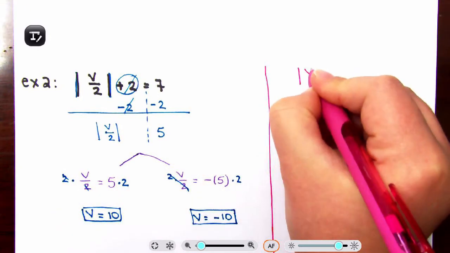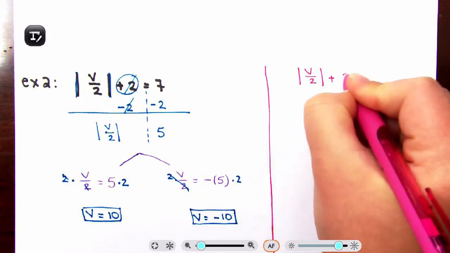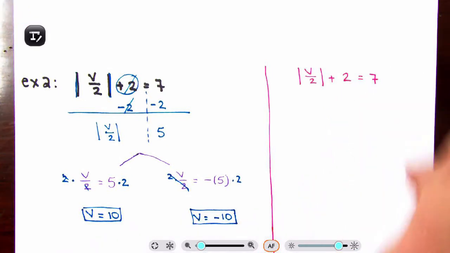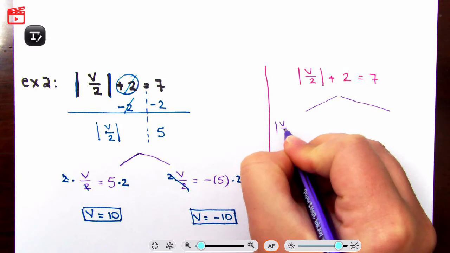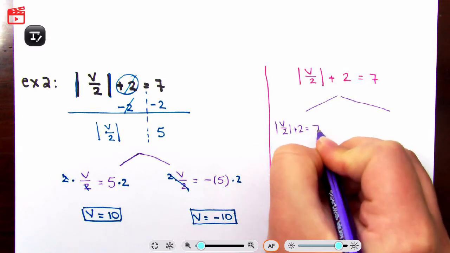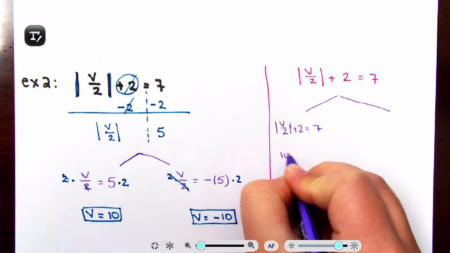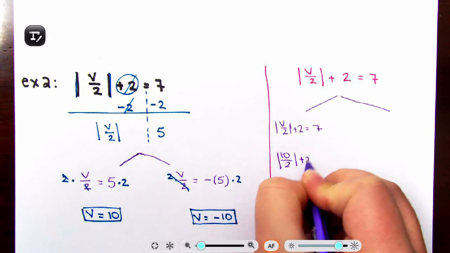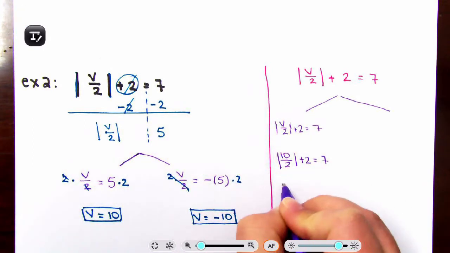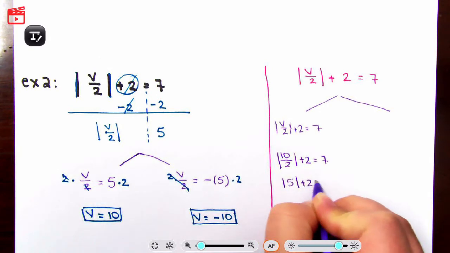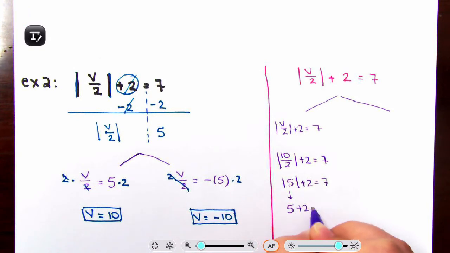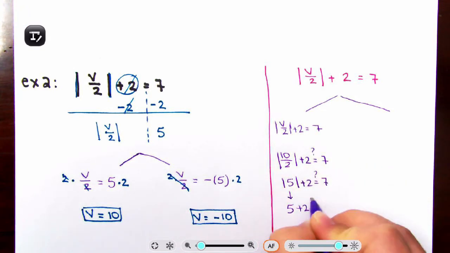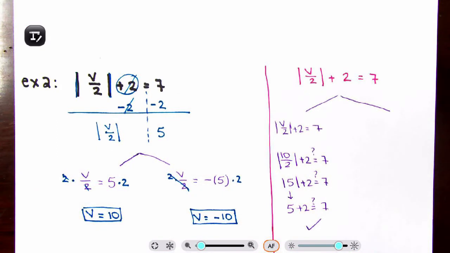So I have absolute value of v over 2 plus 2 equals 7. You want to start with the original. Then you can do it twice like this if you wish. And I'm going to plug in positive 10. Absolute value plus 2 equals 7. 10 divided by 2 is 5. Absolute value of a positive number is positive, so I have 5 plus 2. Is 5 plus 2 equal to 7? Yes. So therefore, positive 10 is one of our solutions.